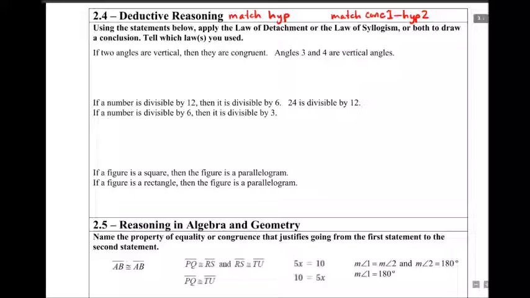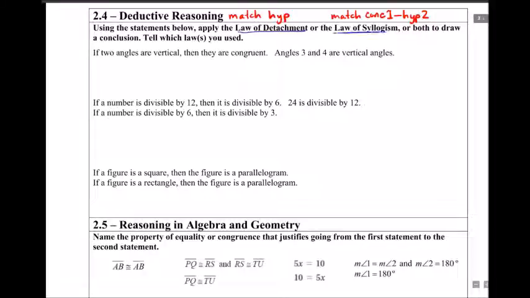All right, this is the second half of our Chapter 2 review. So we're going to start with Section 2.4. This was on deductive reasoning, and we used the law of detachment and the law of syllogism. The law of detachment said that we match the hypothesis. We are given an if-then statement, a conditional, and a second statement has to match the hypothesis, and then we assume that the same conclusion is true.